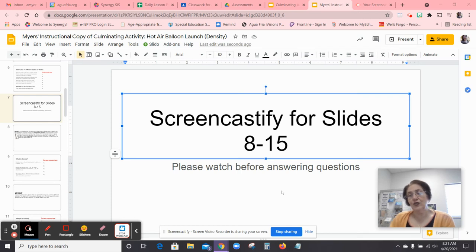Hi, welcome to Screencastify for slides 8 through 15 of your culminating activity on density for the hot air balloon launch. So you're going to go ahead and watch this Screencastify to help you with answering the questions from slides 8 through 15. So let's go ahead and get started.